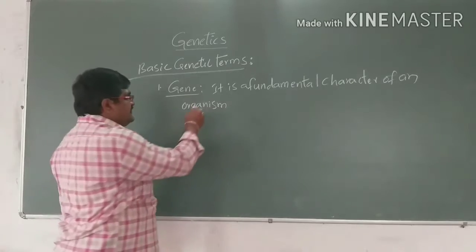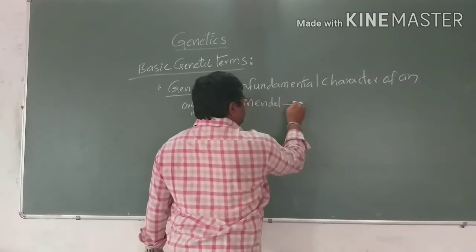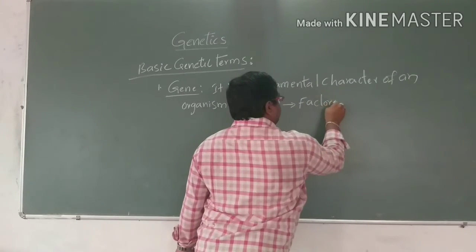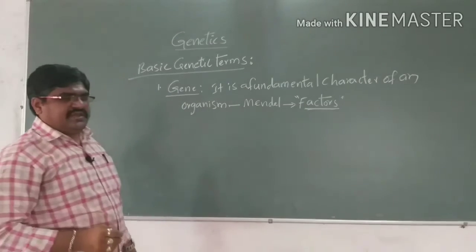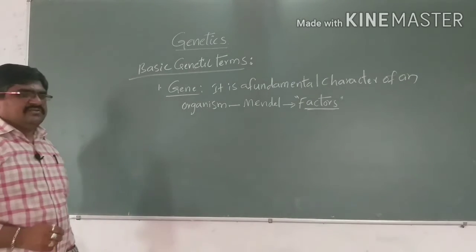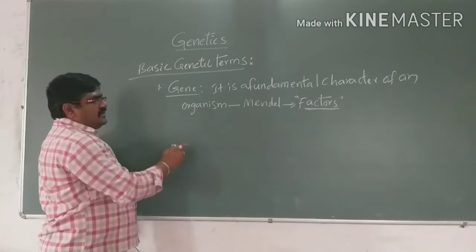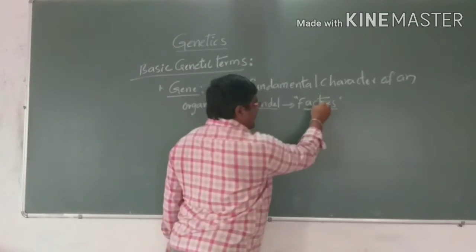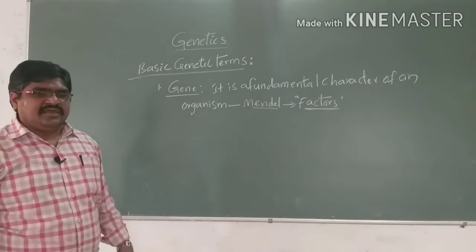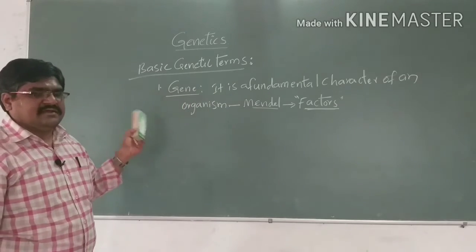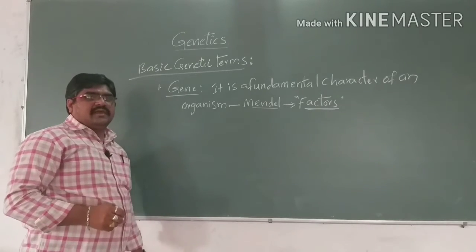Mendel used the word factors; Mendel did not use the word gene. The word gene was given by Johannsen. Mendel used the word factor: there are some factors which help in the formation of characters in an organism. They are called factors, but the word given for them now is gene. It is a fundamental character of an organism.